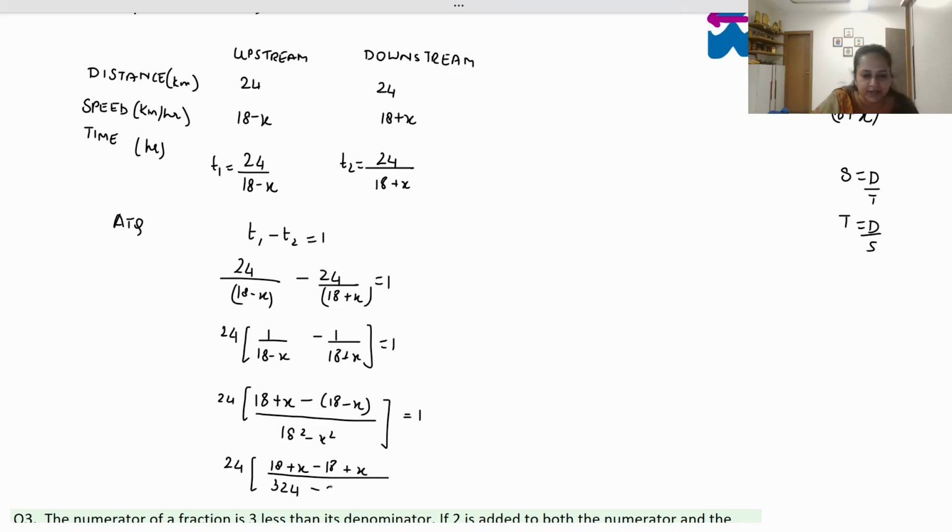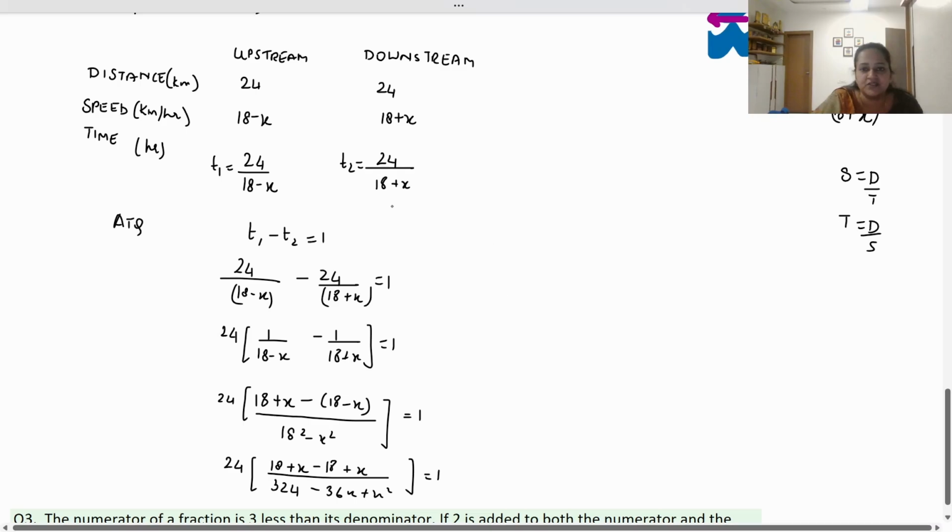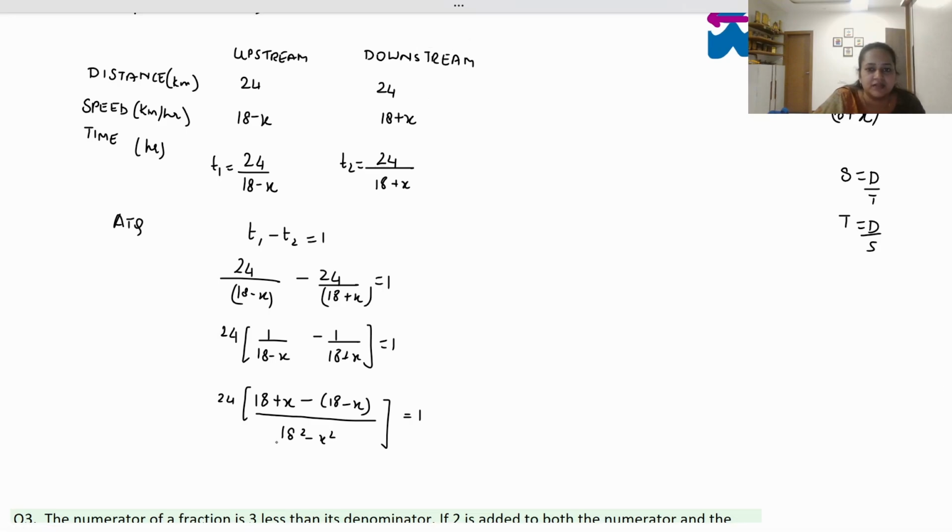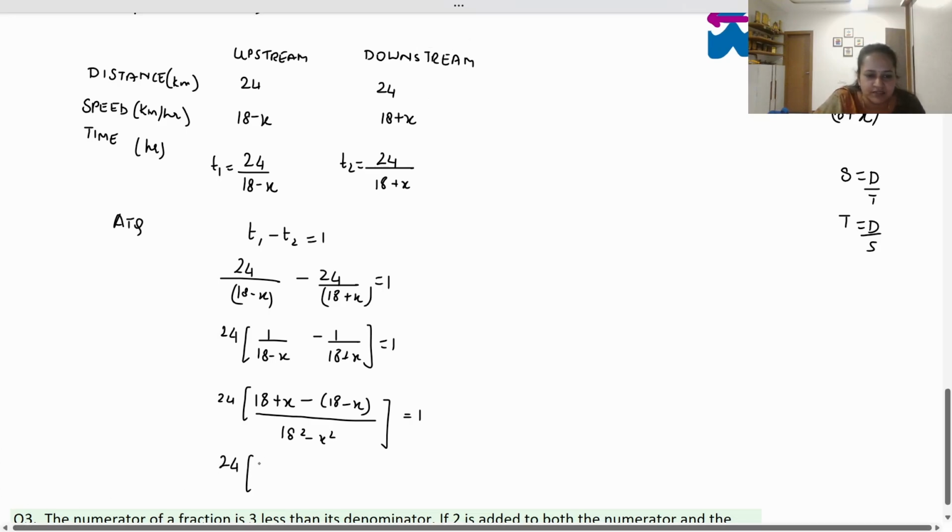324 minus 36x plus x square, right? I'm really very sorry. Made a mistake over here. Blunder, not a mistake. Let's rewrite it. We'll write this as 24 times 18 plus x minus 18 plus x upon 324 minus x square. No middle term because it is of the form a square minus b square, right?